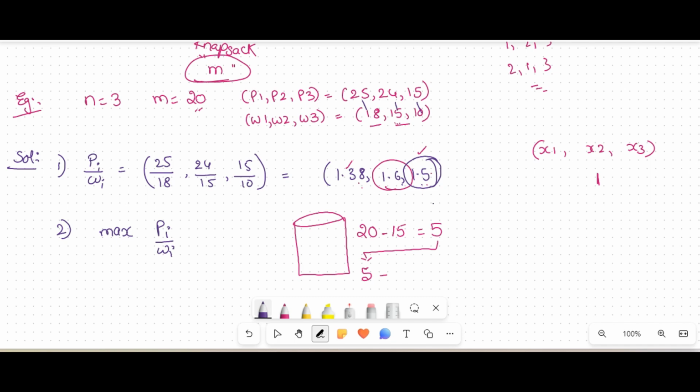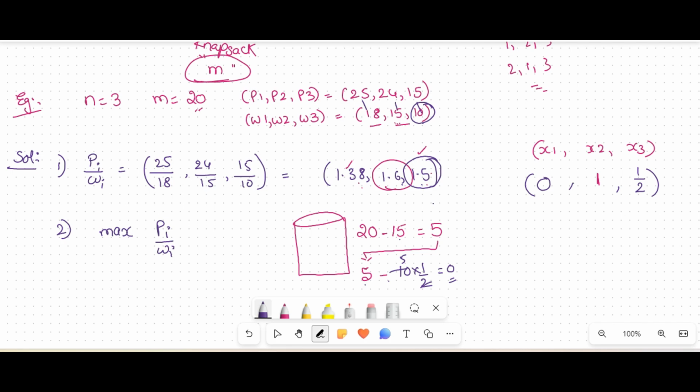But what is the third object's weight? The third object's weight here is 10. But how much do you have to add? Only 5 you have to add. So in this 10, only half a part is enough. Then totally, already 15 plus 5, totally 20 kgs. That means for the third object, the quantity you can add here is only half. And no addition of the first object.